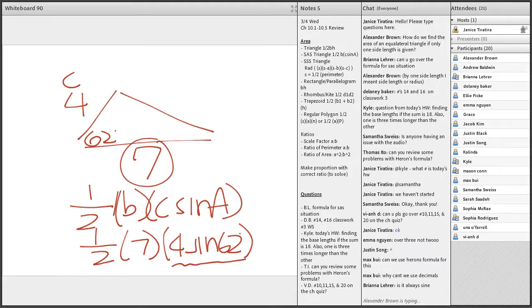That is correct, Brianna. It will always be sine as long as you're given a side angle side, and as long as you're using that angle they gave you to find the height. It will always be sine, yes.